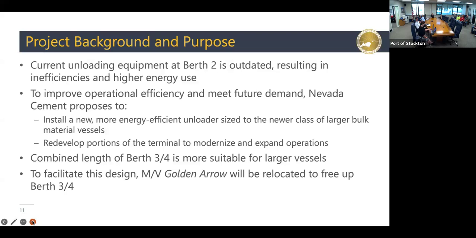To facilitate this design, the Golden Arrow, a ship currently docked at berth 3-4, will be relocated to free up that space.